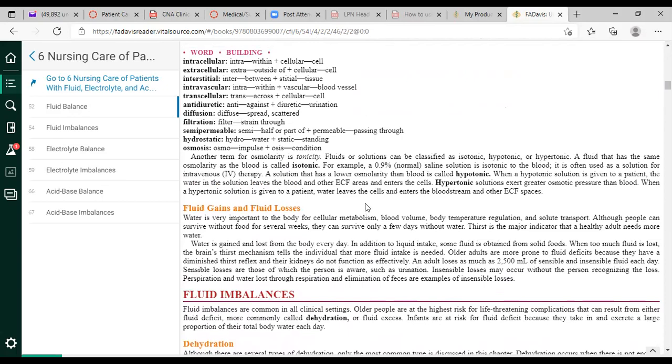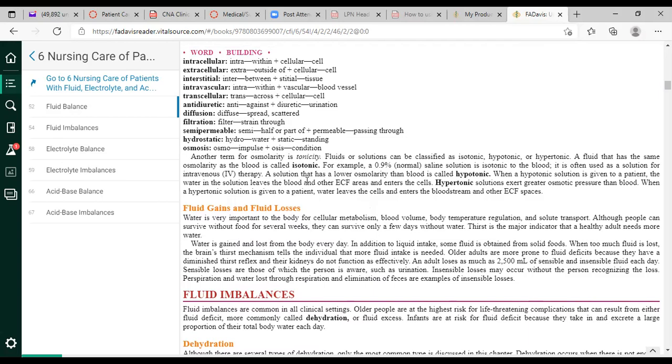And it talks about the term osmolarity, where osmolarity refers to the concentration of substances in our fluids. What is the quantity of substances that we have in our intravascular fluids or our interstitial fluids.